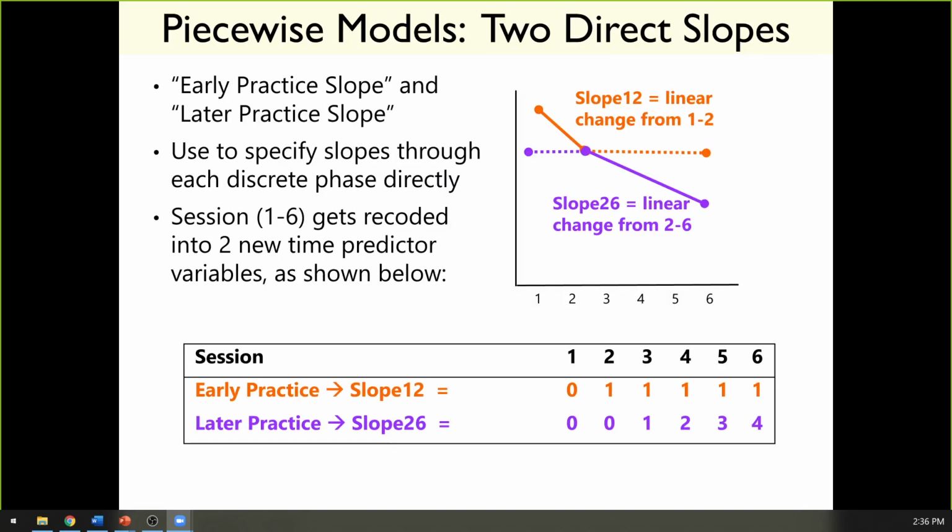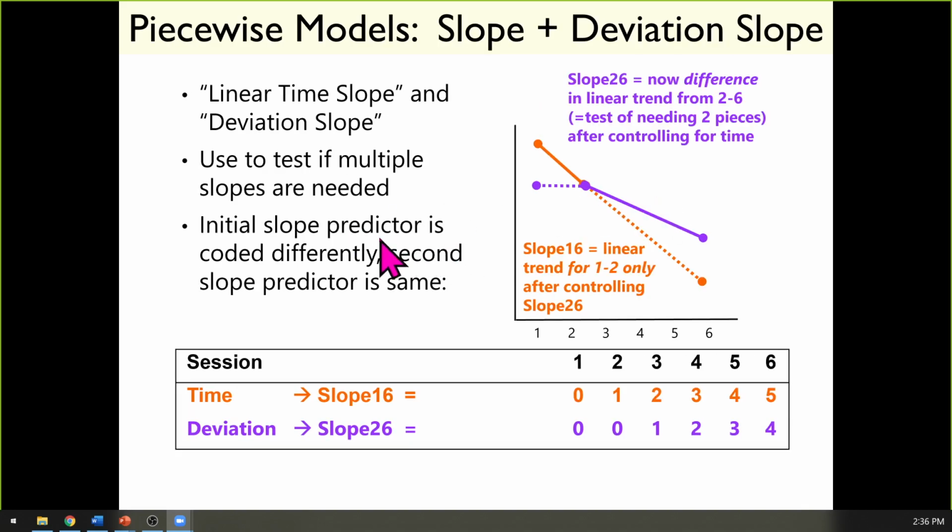The other way of doing this is to, instead of representing both slopes directly, let one of them represent a difference in slope. So the alternative coding scheme would look like this. So I'm going to have a predictor that I'll call slope 1-6 and a predictor called slope 2-6. And slope 1-6 looks very familiar. If you look at the numbers here, we called this time last week, right? It's just session minus 1.